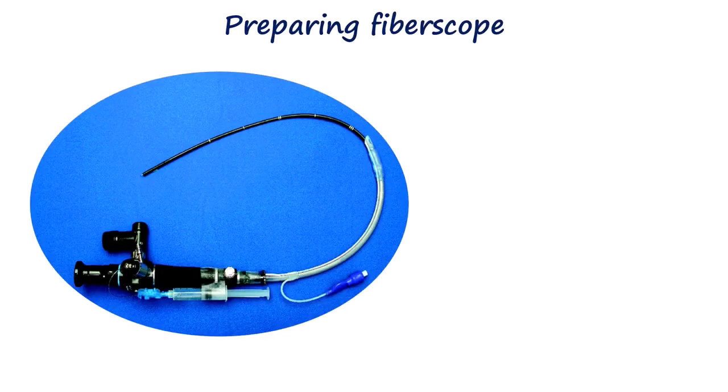Preparing the fibroscope involves preloading an endotracheal tube, usually 6 or 6.5 millimeters in internal diameter, onto the fibroscope. As a rule of thumb, the endotracheal tube should be at least one size larger than the fibroscope. We must also ensure that the light source is bright, the lens is clean, and the scope is well lubricated.